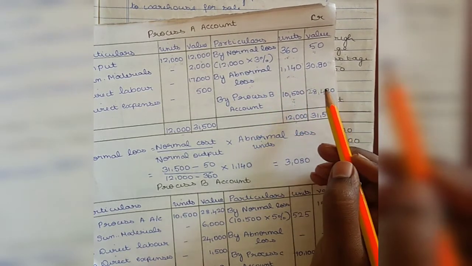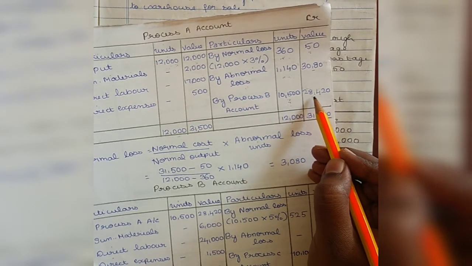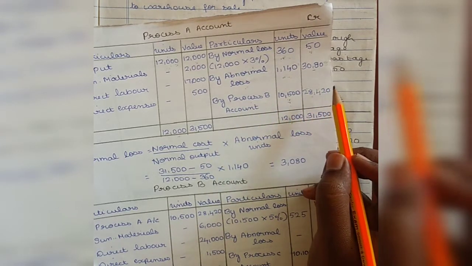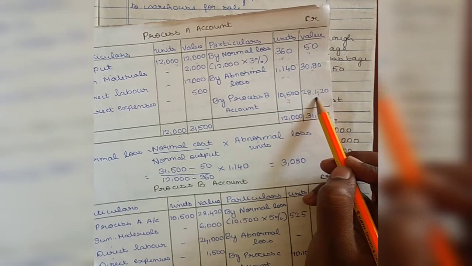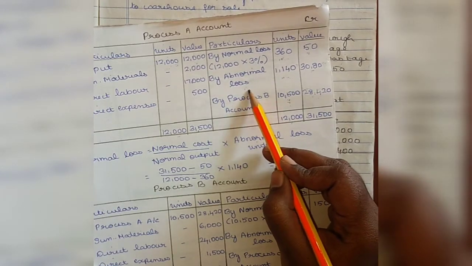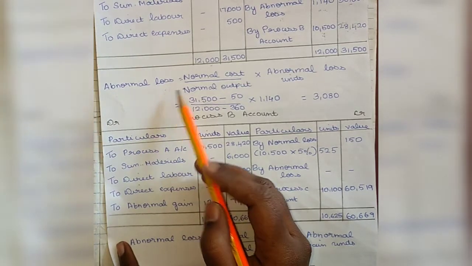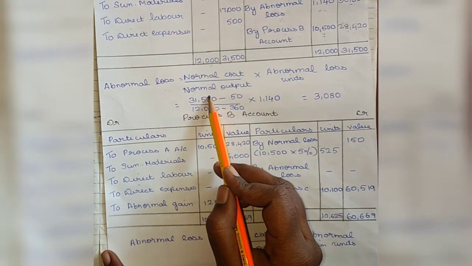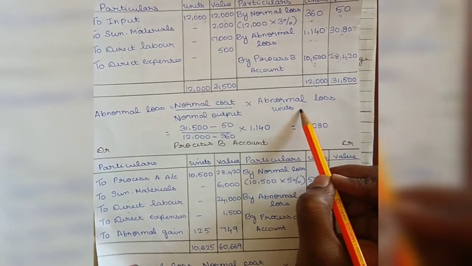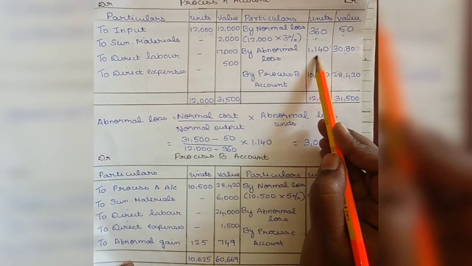Now we need to find out the balance of this abnormal loss and the amount of balance that has to be transferred to process B. In order to get this value, we need to find out either of these values. So there is a formula to calculate abnormal loss. Now look here, this is the formula. Abnormal loss is the normal cost divided by normal output into abnormal loss units. Now this abnormal loss units we have already found out. This is the value 1,140.